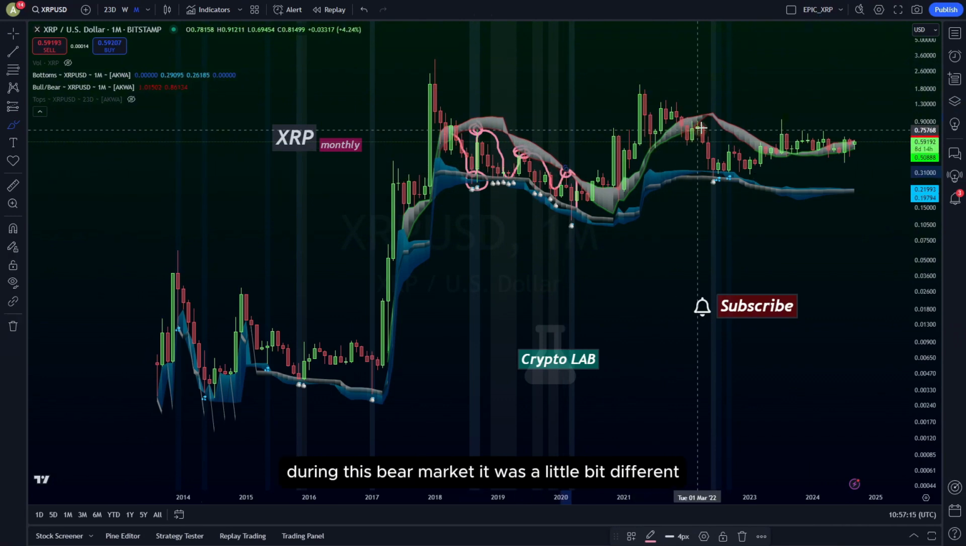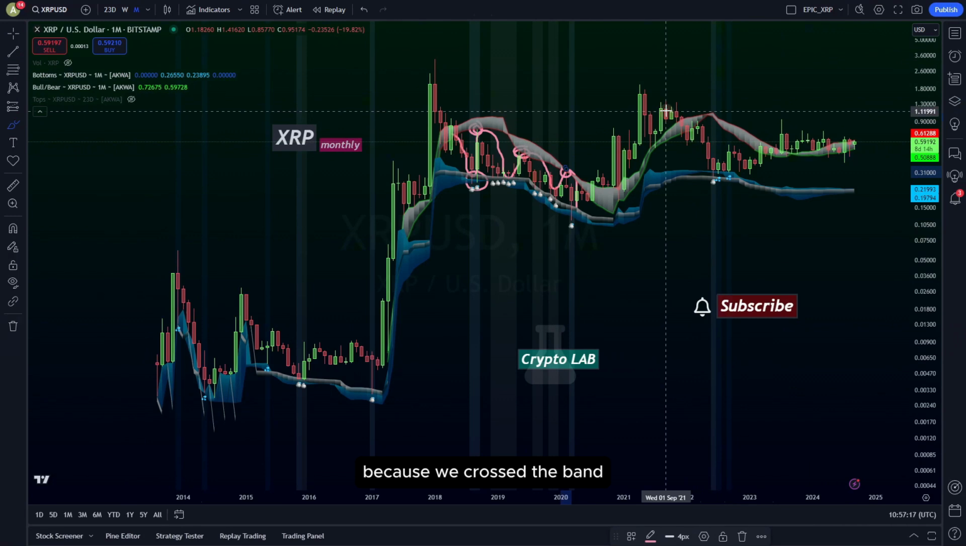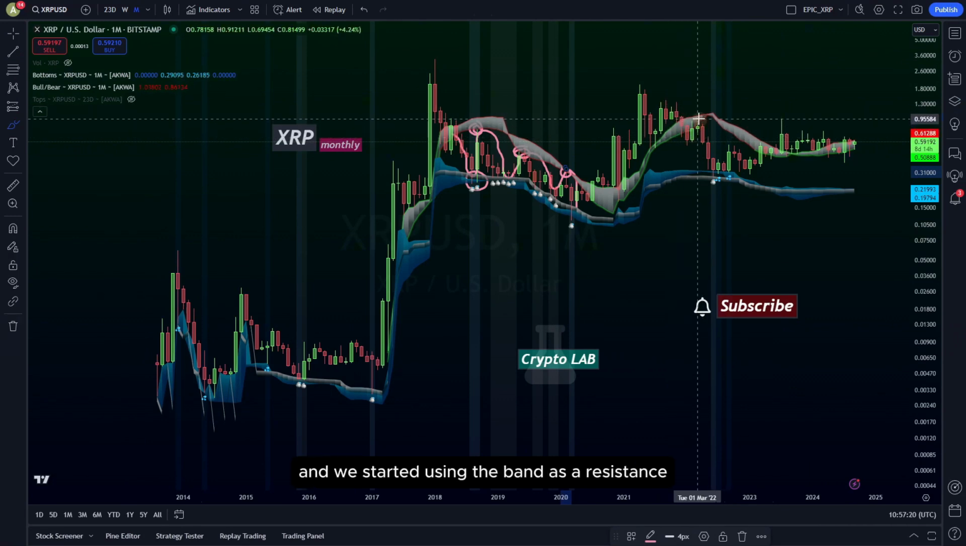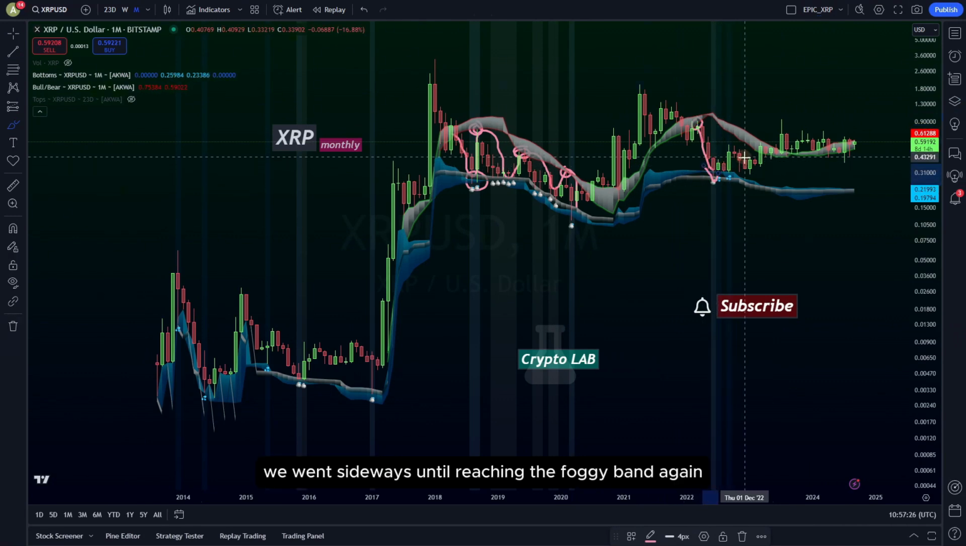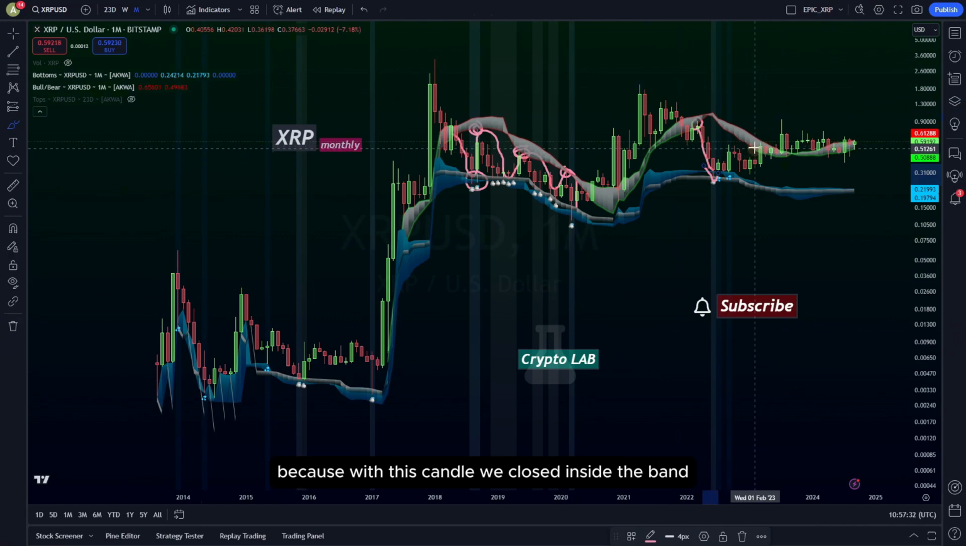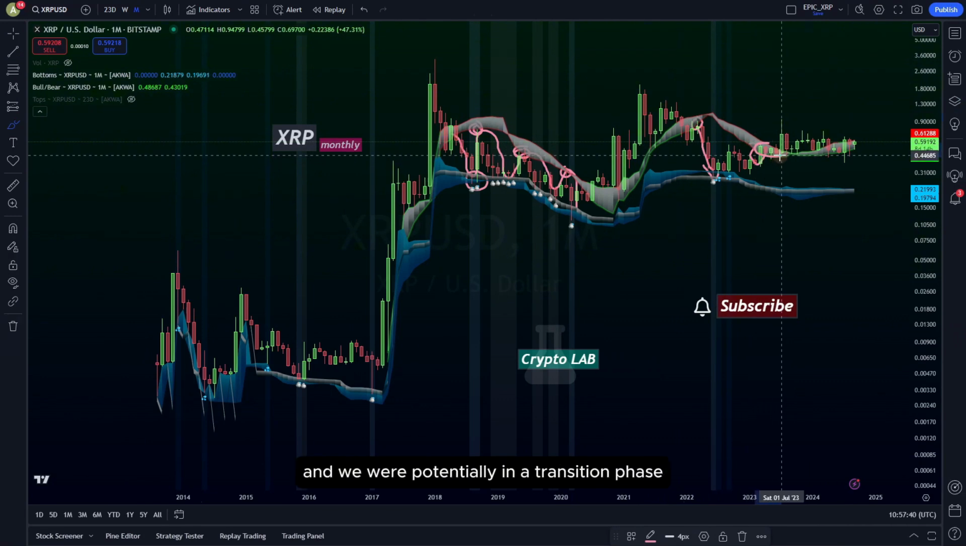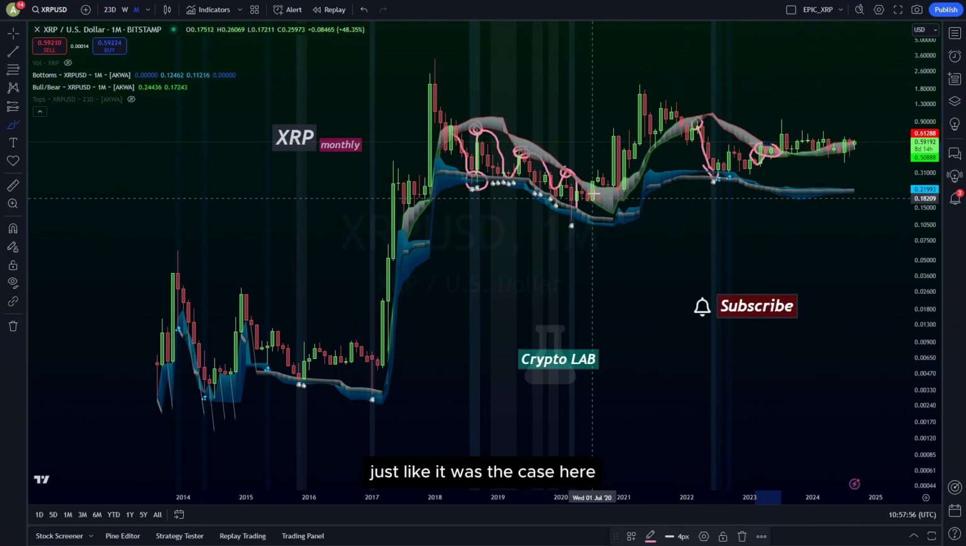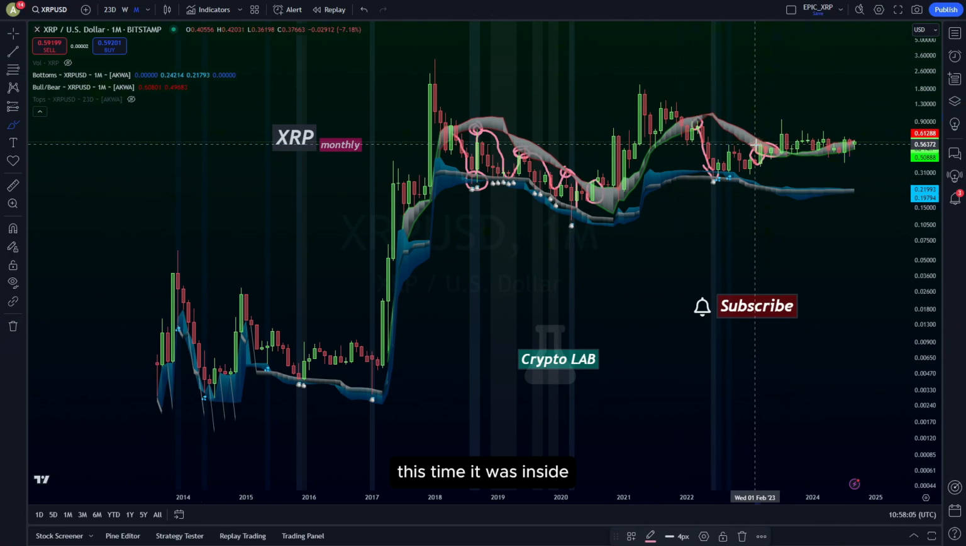And here, look, during this bear market, it was a little bit different because we crossed the band and we started using the band as a resistance. We got rejected, right? We went sideways until reaching the foggy band again. But this time was different. Why? Because with this candle, we closed inside the band, meaning that we were in the foggy area and we were potentially in a transition phase. Just like it was the case here, but this was more bullish because we have a close above the band. This time it was inside the band.